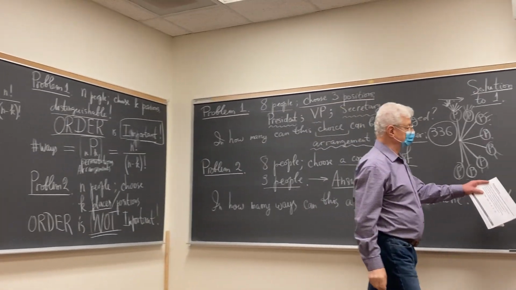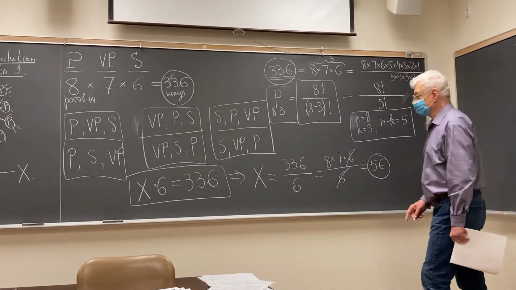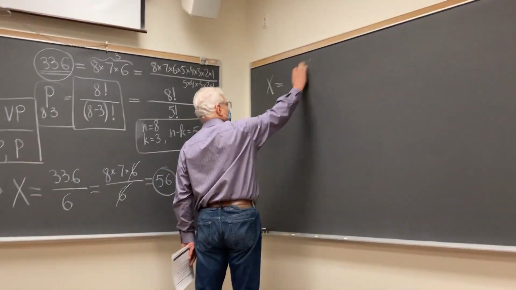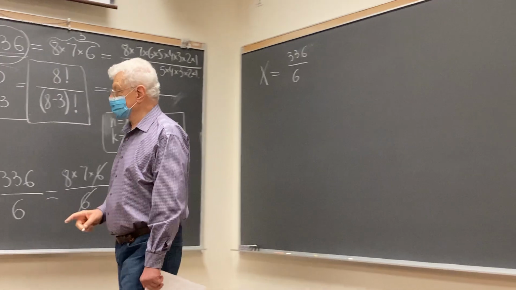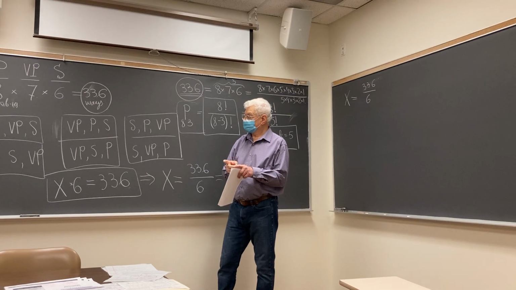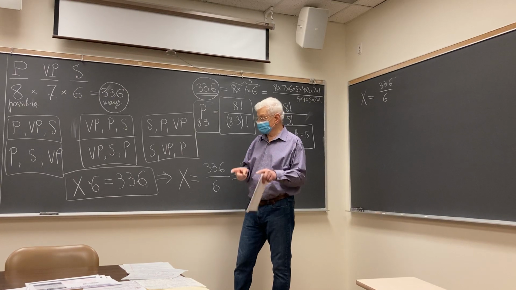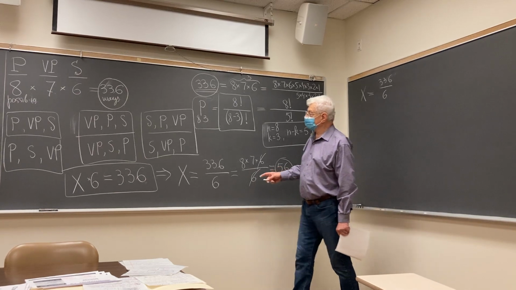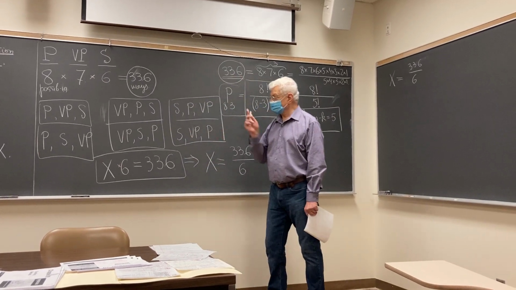Now let's look at what we'll have here, 56. Okay, it's 336 divided by 6. Okay, let's write x equals 336 over 6. But what is 6? 6 is the number of ways to arrange the chosen people inside that group, inside the chosen group. We can choose this group in 56 possibilities, and inside that group we have 6 possibilities to arrange the order.